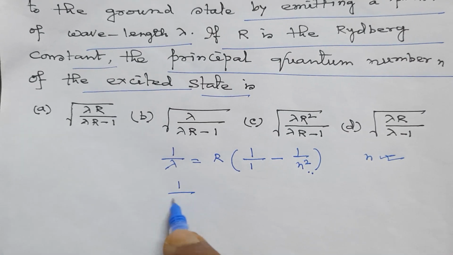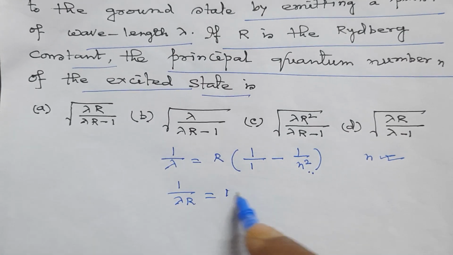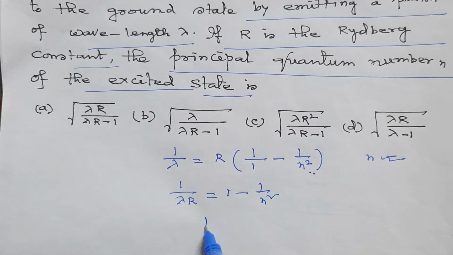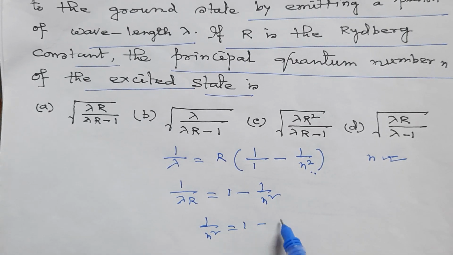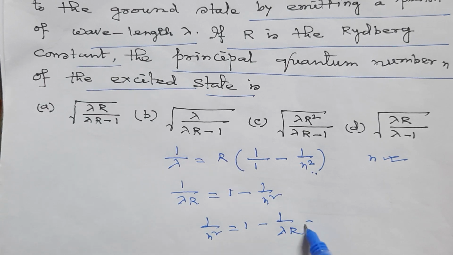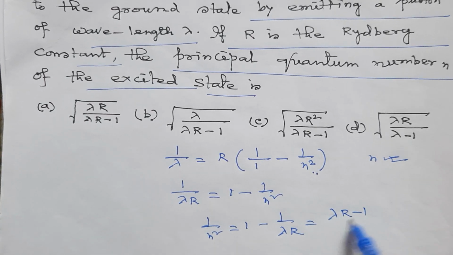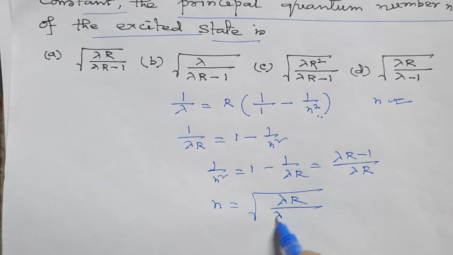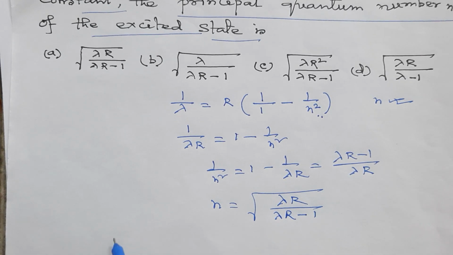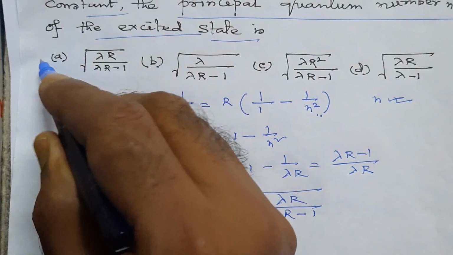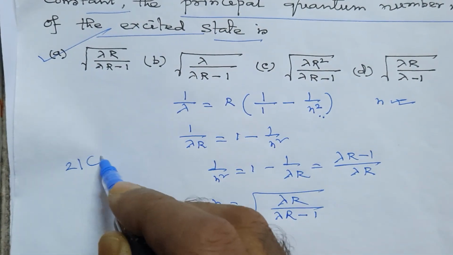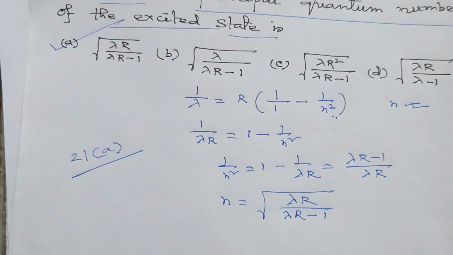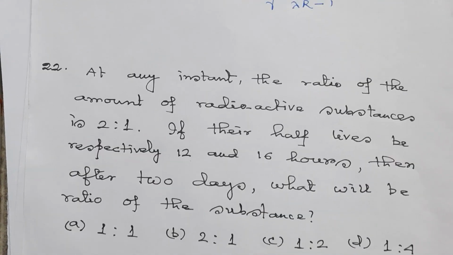So 1 by lambda R equals to 1 minus 1 by n square. Hence 1 by n square equals to 1 minus 1 by lambda R, equals to lambda R minus 1 by lambda R. So n equals to root over of lambda R by lambda R minus 1. So the correct answer is A. So the correct option of the question number 21 is A. Now let us see the question number 22.